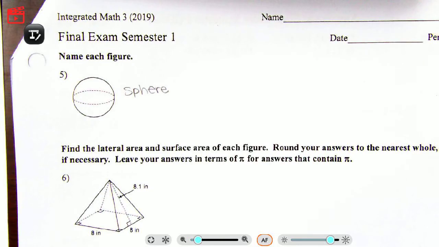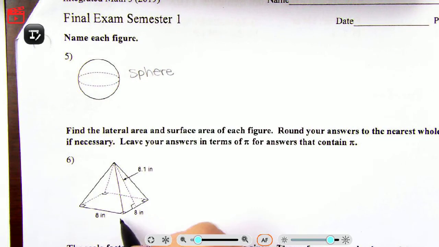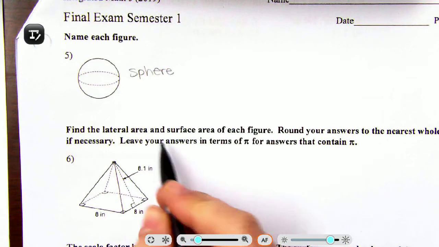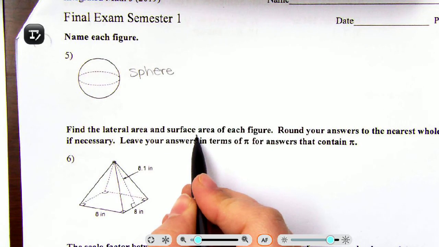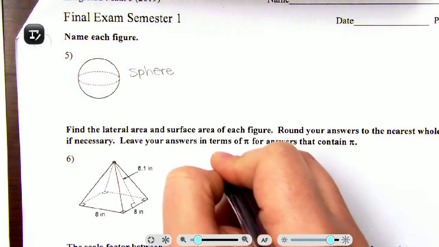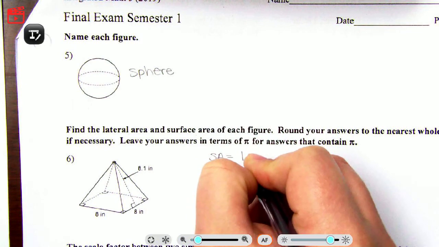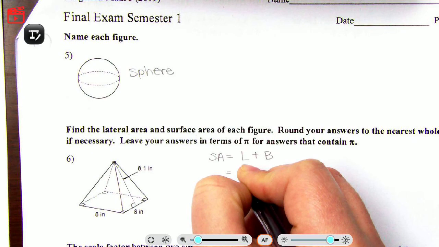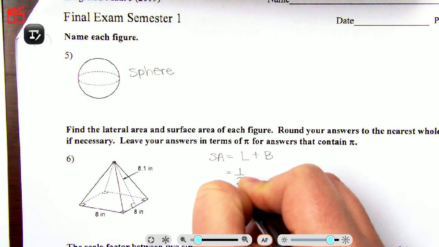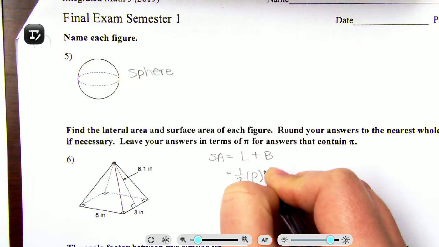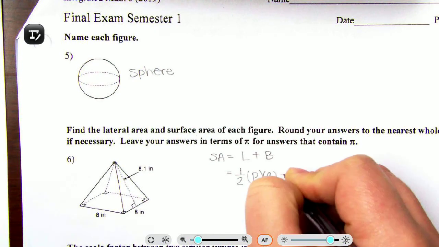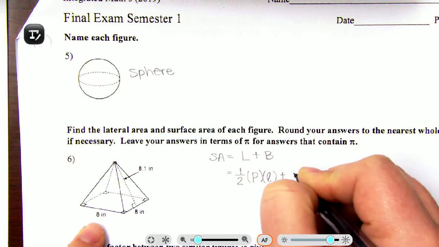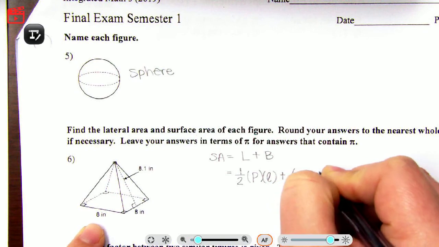Okay, so what is this? Because all of these sides meet up to one point, this is a pyramid. And we want the lateral area and surface area. So I'm looking at my cheat sheet here for a pyramid. Surface area for a pyramid is lateral area plus the area of the base. So lateral area for a pyramid is 1/2 times the perimeter of the base times the slant height, plus the area of the base. The base here is a rectangle. So we're going to do base times width for the area of the base.